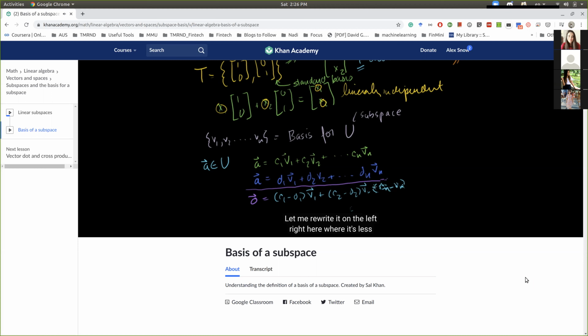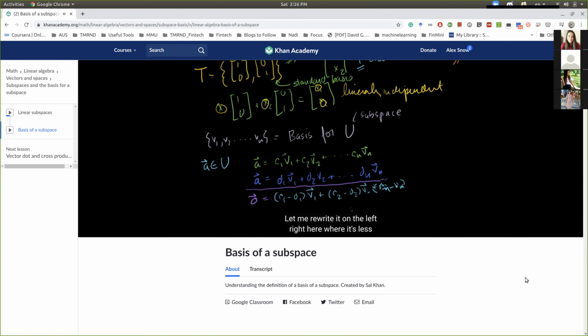Now, I told you that these are a basis. There's two things that means when you say a basis. It says that the span of these guys is this subspace, and it also tells you that these guys are linearly independent.